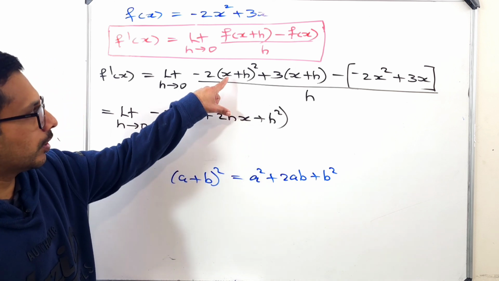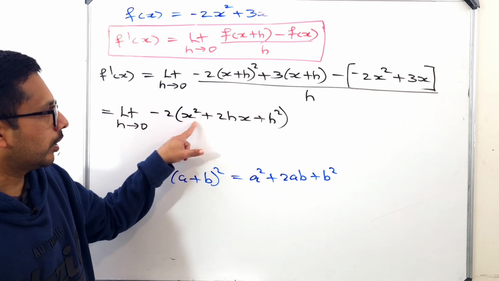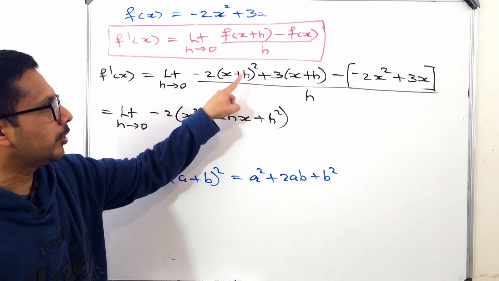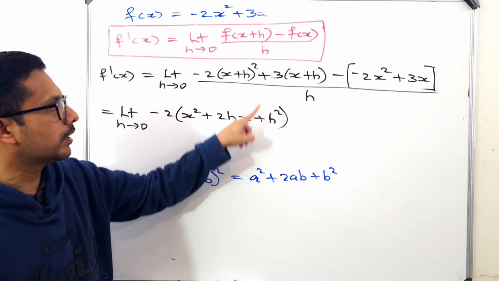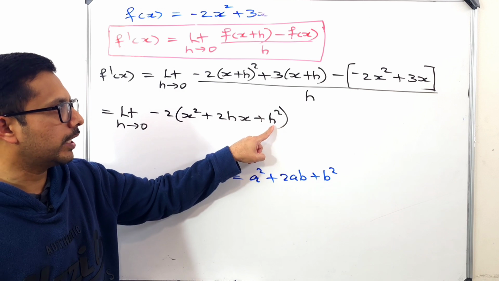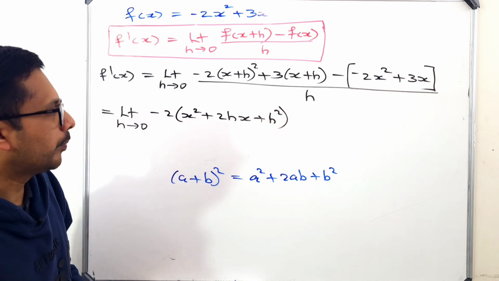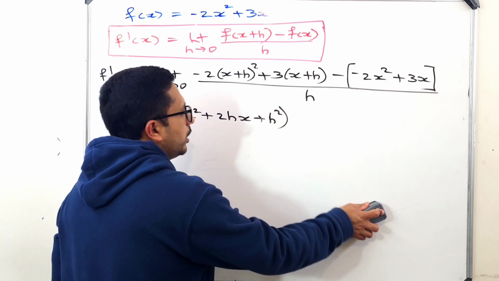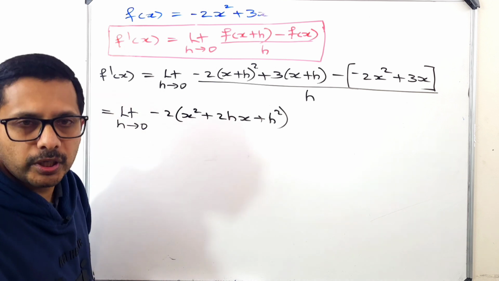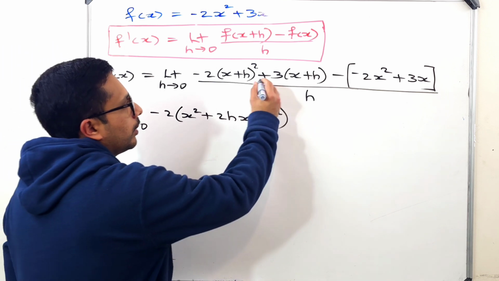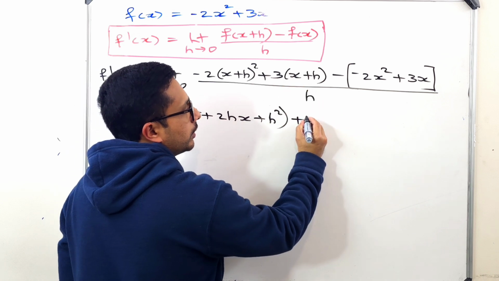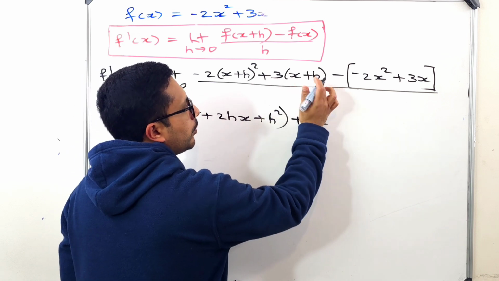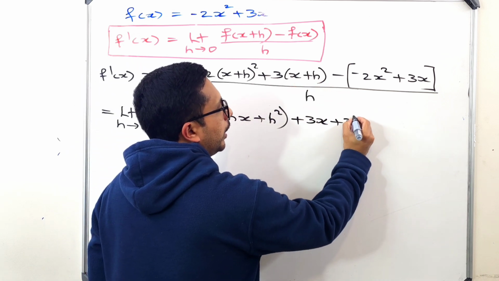We are applying that one. First term square, x square, plus 2 into first term into second term, plus second term square, that is h square. Okay, so I'm not going into much detail about that one. I hope you already studied that one. Then plus, expand this bracket, 3 times x, that is 3x, 3 times h, that is 3h.